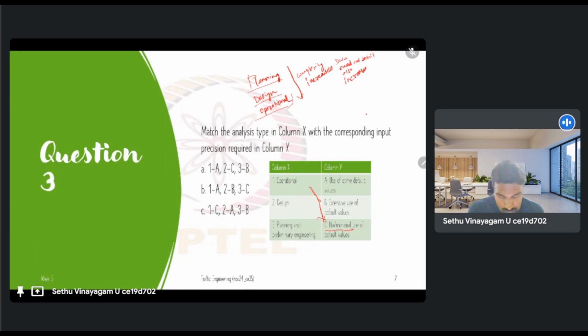And then design is intermediate, so we can use somewhat default values. For planning, we can use extensive use of the default value. Therefore, 1 is matched with C, 2 with A, and 3 with B, which is given in option C.